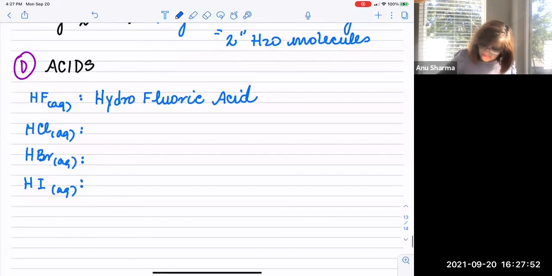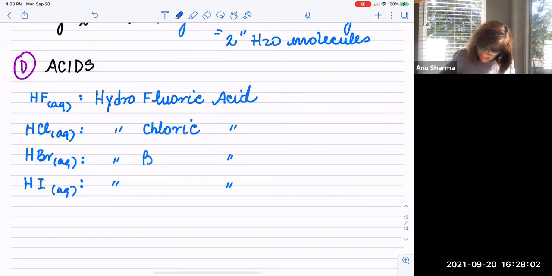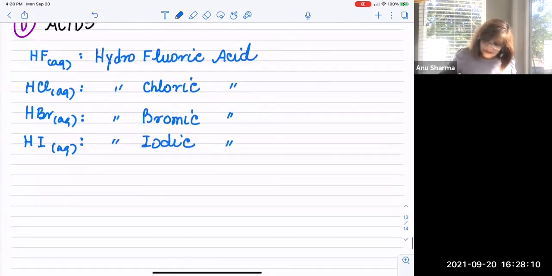Okay. And the other one is hydro. Hydro is attached to all of them. Acid is attached to all of them. Fluoric, this is chloric, this is bromic, and this is iodic acid. Okay, so this is one piece.